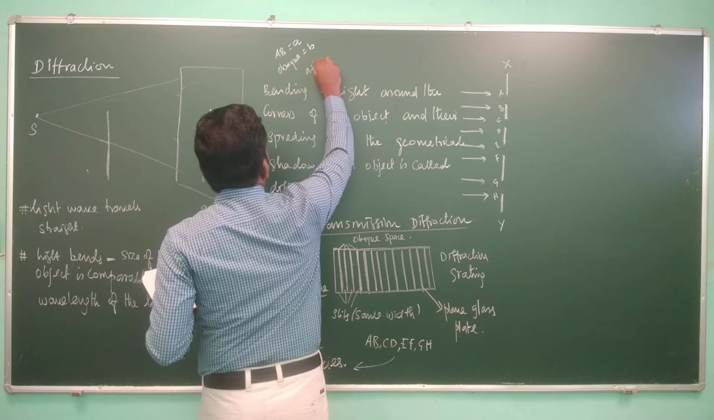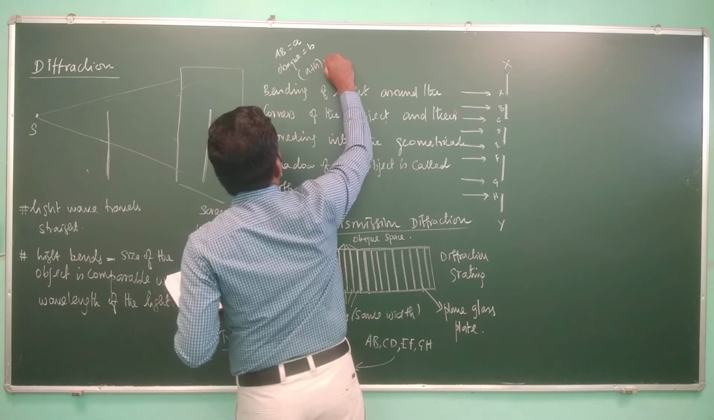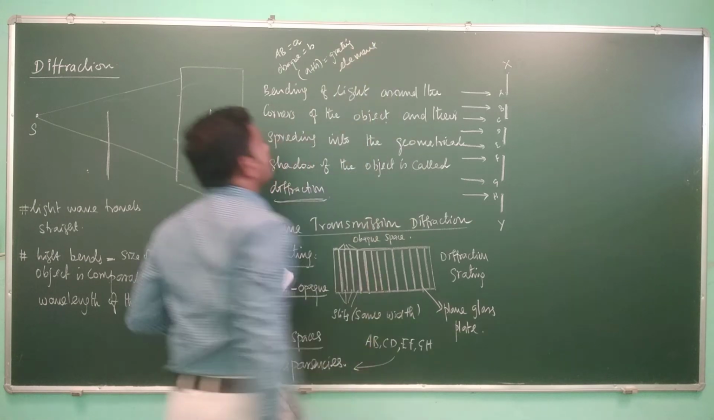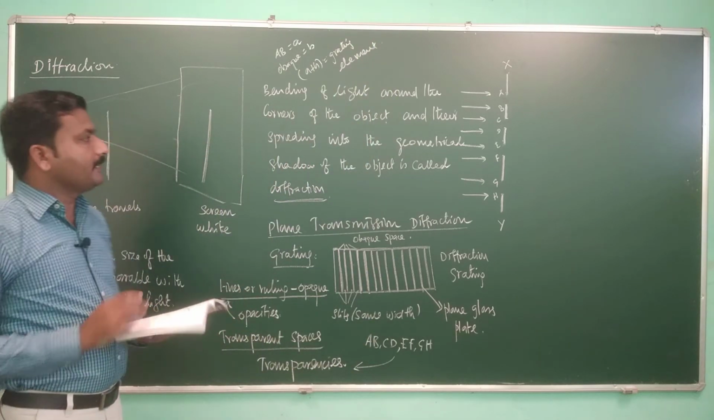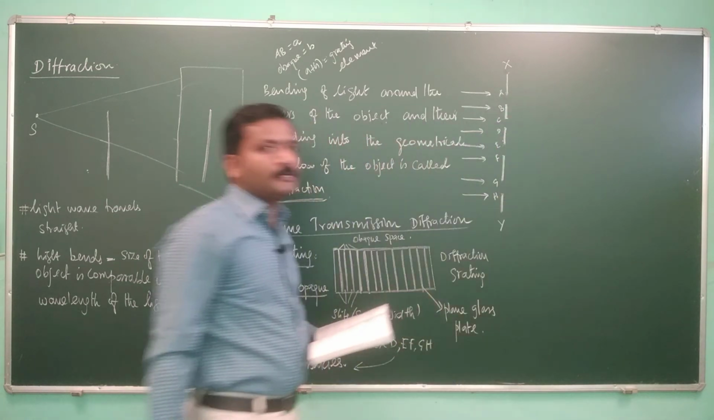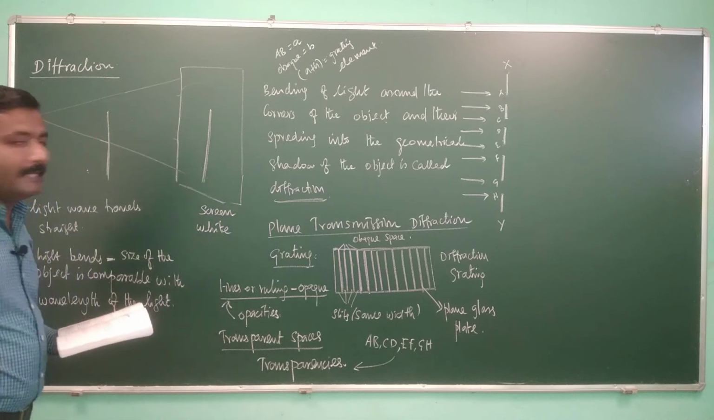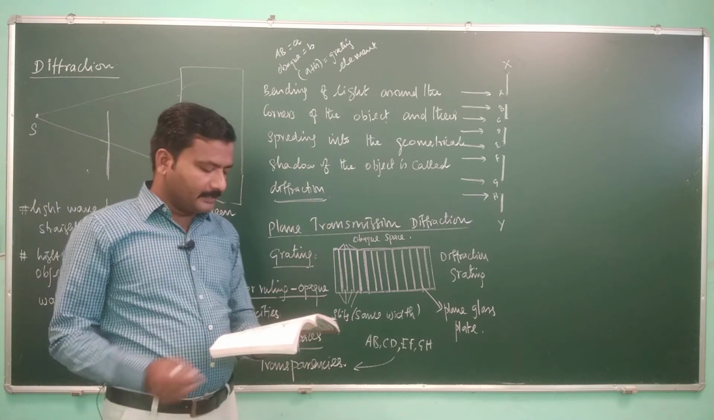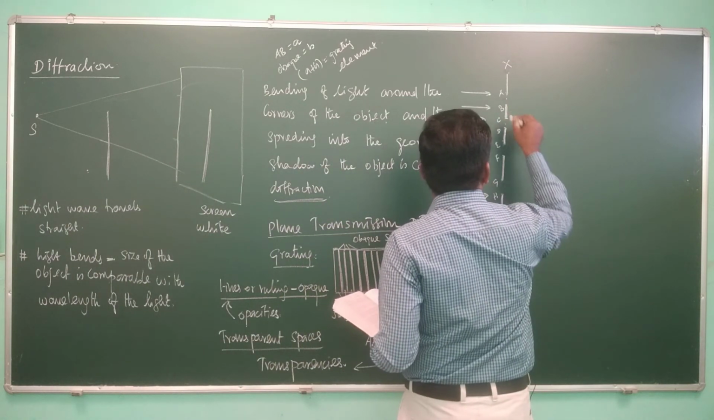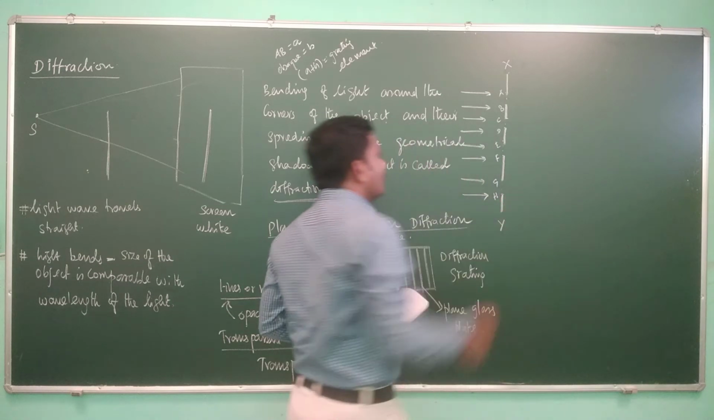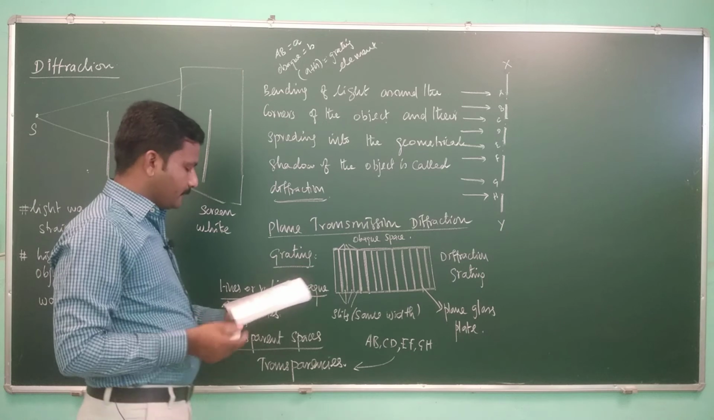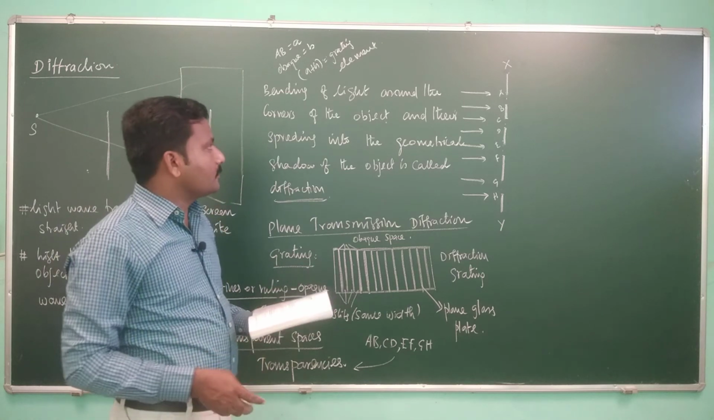Now this a plus b is called the grating element, or the grating constant. That is one portion of opaque space and one portion of transparent space. The sum of these two widths is equal to the grating element or grating constant. And the center points in between the transparencies are equally spaced. These points are called corresponding points.